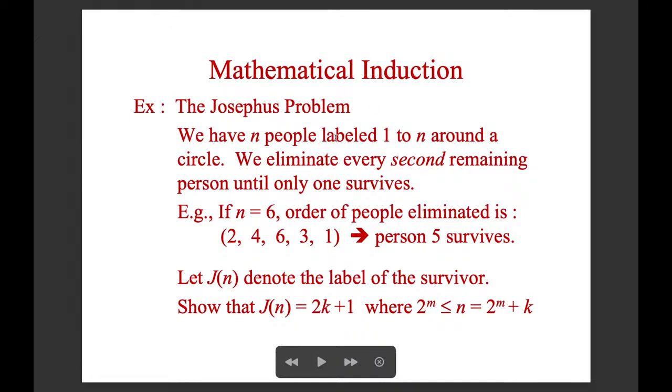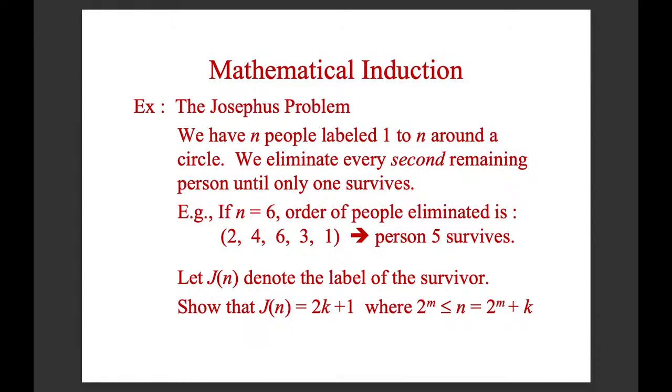So we are going to take out 2, because 2 is the second person. Starting from 2, we will remove 4, and then we will remove 6. After the removal of 6, we will see 1 followed by 3, so we remove 3. After we remove 3, we will see 5 followed by 1, so we remove 1. After the removal in this order, 2, 4, 6, 3, 1, there is only one person surviving, and it is person 5.